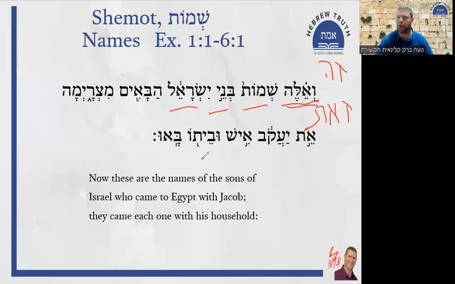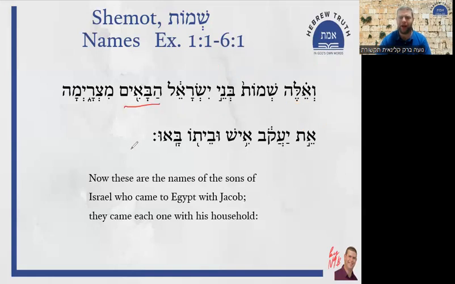Shemot bnei Yisrael. This is a multiple construct chain. The names of the children of Israel. How do I know that this is a construct chain? Sometimes there is something indicating that it is the construct form in the word itself. Sometimes we don't see that in the word, but in the context. The detailing of how to distinguish them is obviously in my course, Understanding Biblical Hebrew.